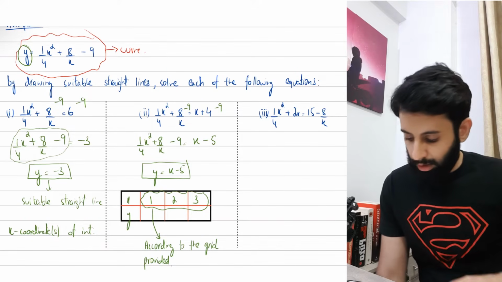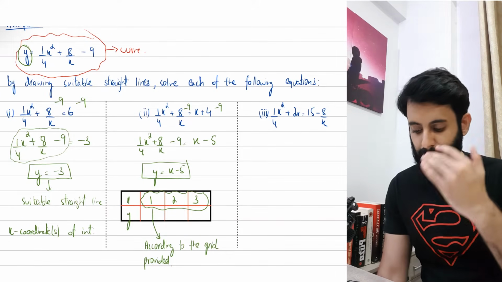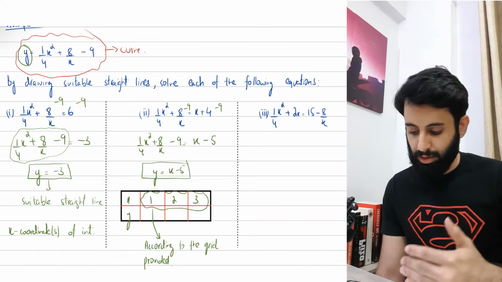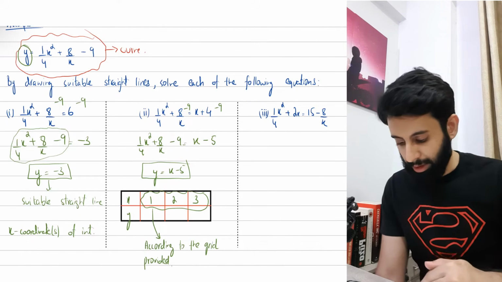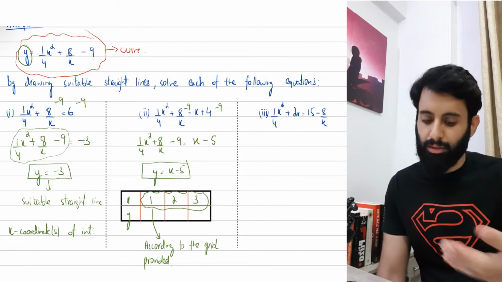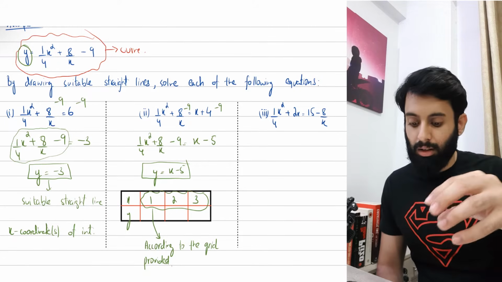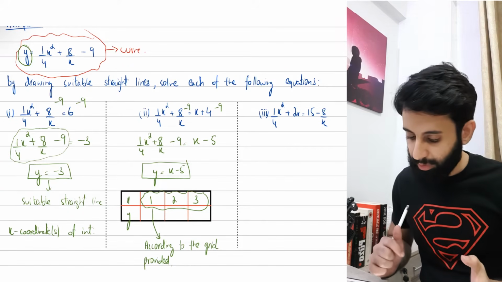Okay, so yeah, and then of course you're going to plug in these values, you're going to find the corresponding y values, you're going to draw the suitable straight line. So this will be a positive sloping line, which means it's going to go like this, and it's going to cut the y-axis at minus 5, and then it's likely to intersect the curve at perhaps a point or multiple points, and the x coordinate of those points or point will be your final answer.